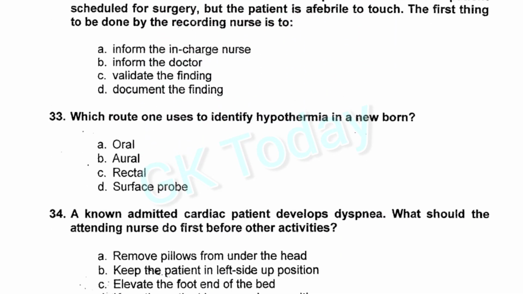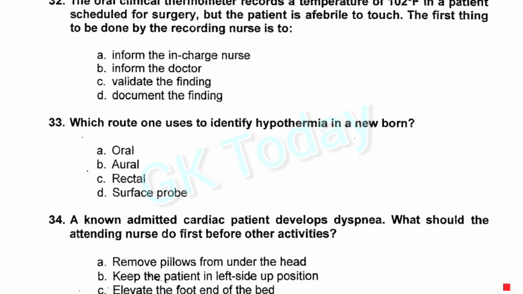Question number 32. The oral clinical thermometer records the temperature of 102 degrees Fahrenheit in a patient scheduled for surgery, but the patient is afraid to touch. The first thing to be done by the recording nurse is to? Option C, validate the findings.